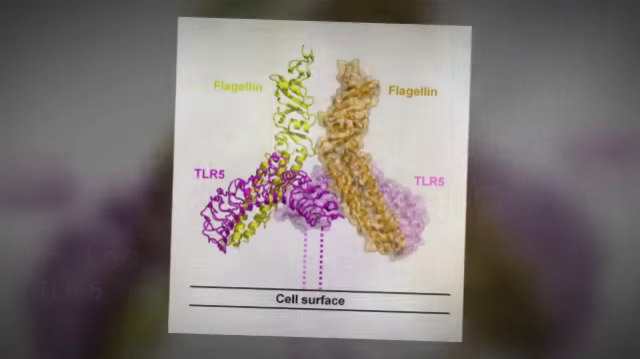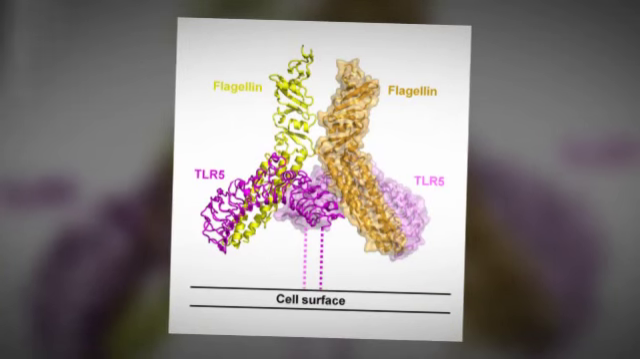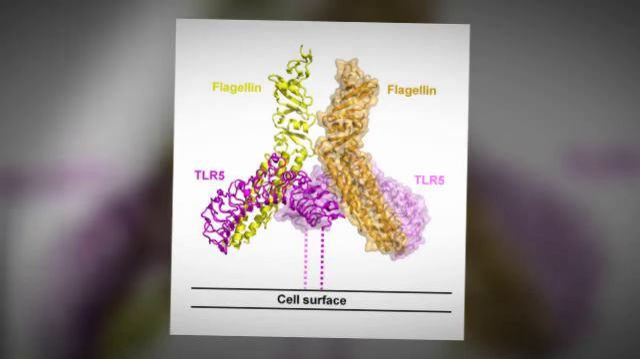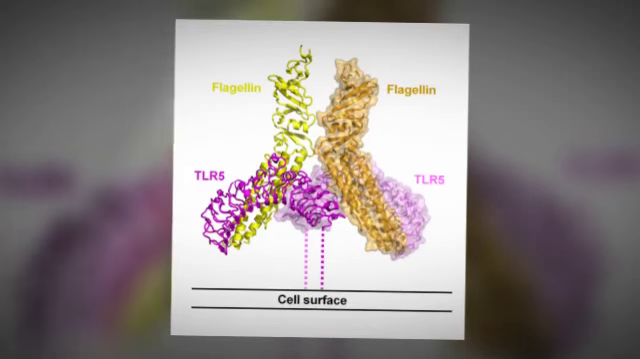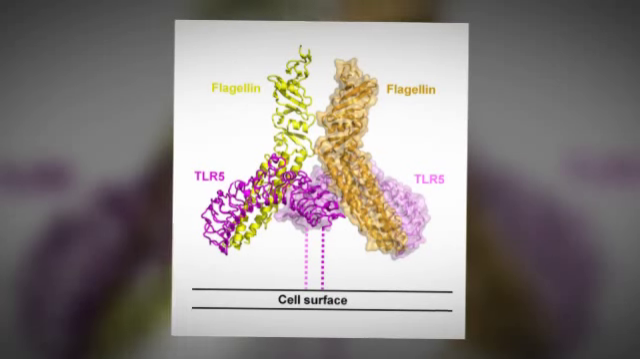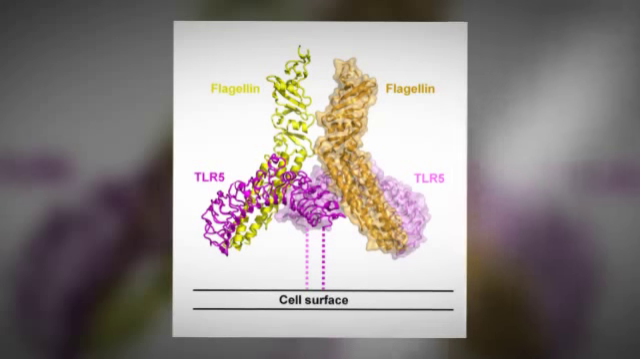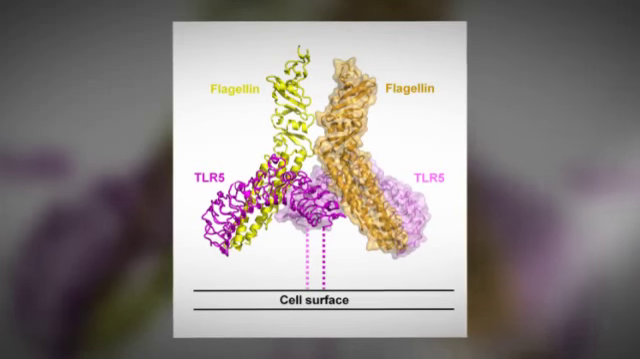So first things first, what is a toll-like receptor? A toll-like receptor is a class of transmembrane proteins that recognizes pathogen-associated molecular patterns, also known as PAMPs, that are on infectious agents, and they help to activate the innate immune response by mediating the production of cytokines, which are small proteins that are important in cell signaling and that affect how other cells behave.